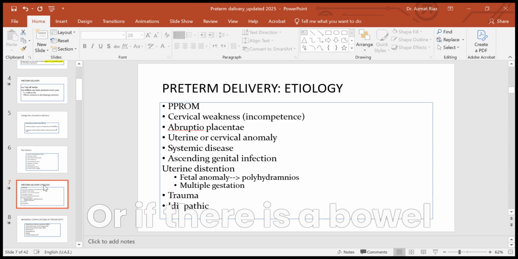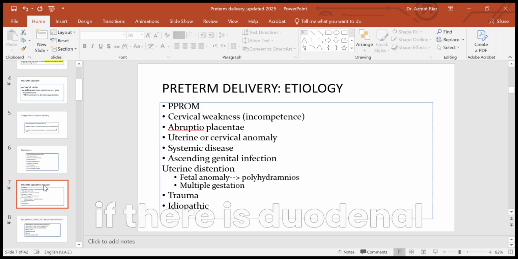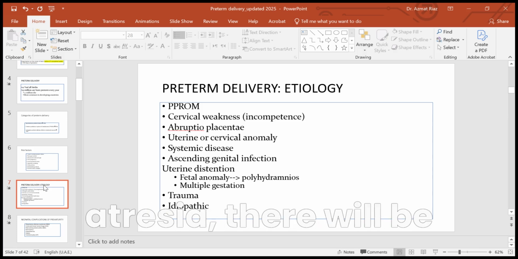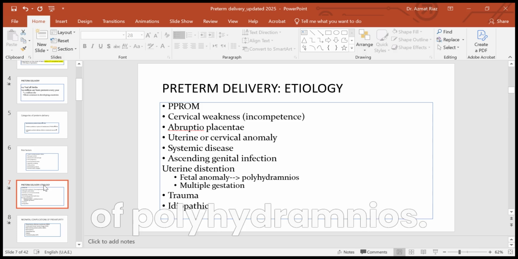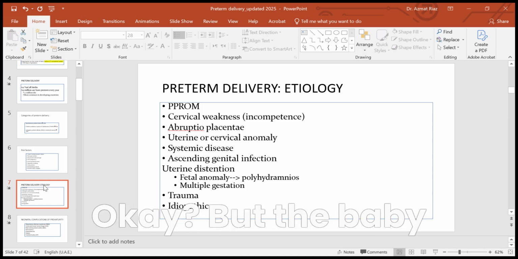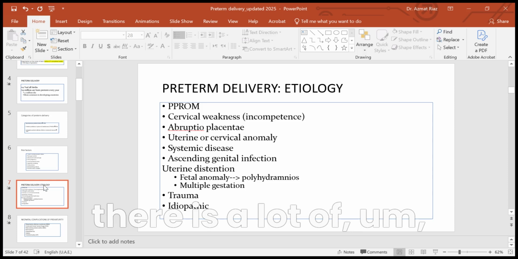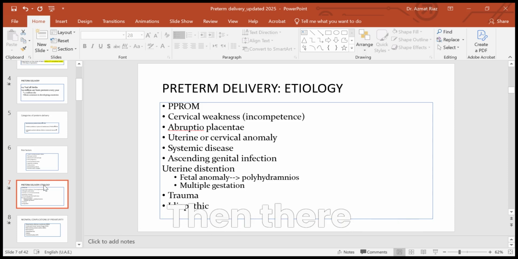Or if there is a bowel obstruction of the baby, for example, if there is duodenal atresia, there will be a lot of polyhydramnios, right? The baby is unable to swallow. Okay, so what happens is there is a lot of polyhydramnios.